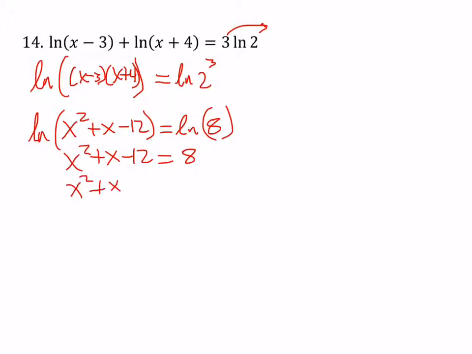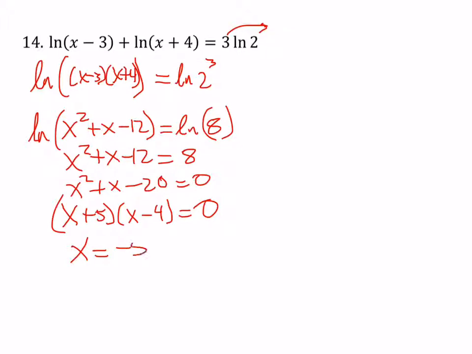So x squared plus x, subtract 8 from both sides. We need two numbers that add to 1 and multiply to negative 20. I believe we know those. Those would be x plus 5 and x minus 4. And so we get two answers, x equals negative 5 or 4.